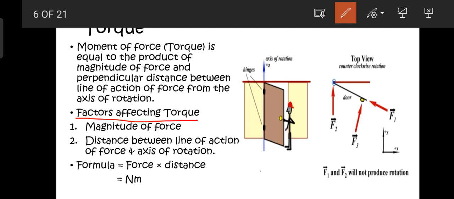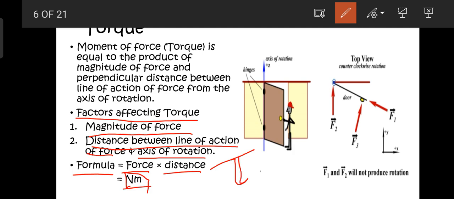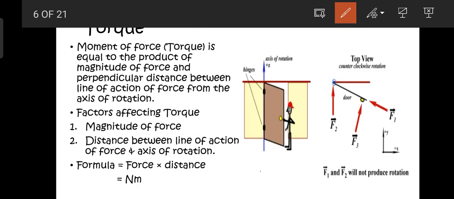The factors affecting torque are magnitude of force, means how much force we are applying, and distance between the line of action of force and axis of rotation. Okay, now what is the formula? Force into distance. Okay, Nm, the unit is Nm. Okay, and it is also denoted by T or tau. Okay, tau.